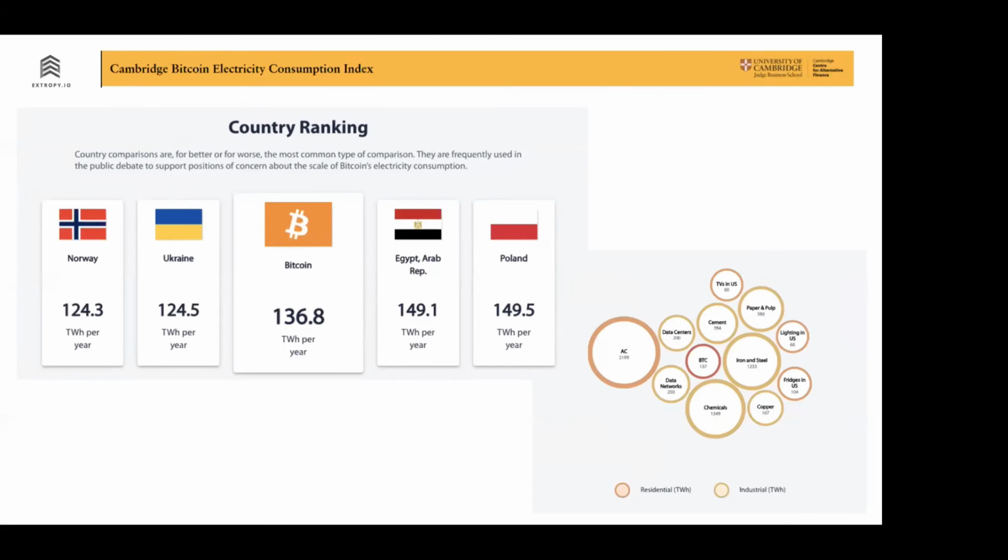This is really a headline figure, though, that people pick up on. The actual truth about this is perhaps a little bit more nuanced as well. So I wouldn't just take that. If you're thinking about this, go have a look at their website and learn more about it.